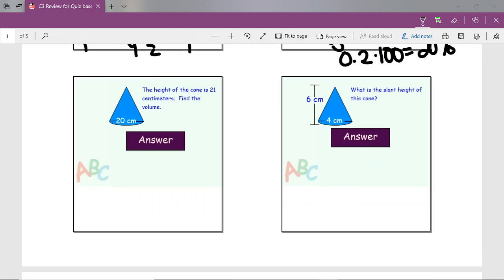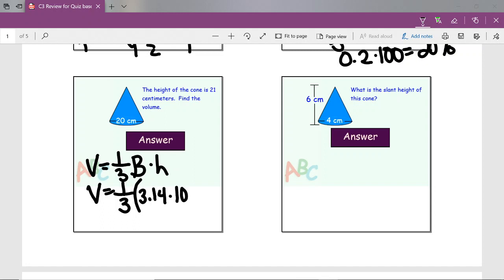Okay. The height of the cone is 21 centimeters. Find the volume. Well, volume of a cone or of a pyramid is 1/3 of the area of the base times the height. So when I plug in these measures, I'm going to do 1/3 times the area of the base, which the area of the base is a circle. So I'm going to do pi times my radius squared. And then my height, it says in the description, is 21.